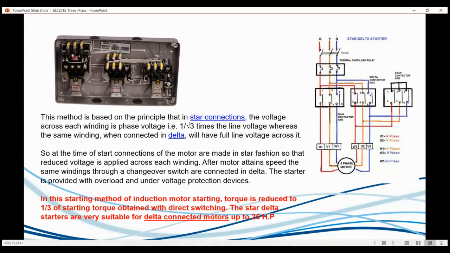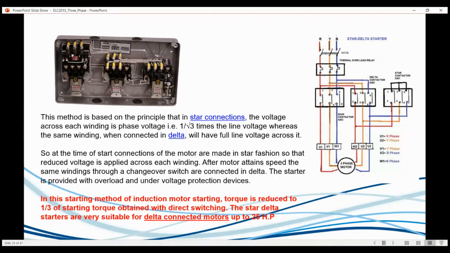So what they say there is that at the time of start, the connection of the motor is made in a star fashion, so that the reduced voltage is applied across the winding. After the motor attains speed, the same windings, through a changeover, are connected in delta. Obviously that is done through contactors. I think you guys are aware of that. They're saying the starter is provided with overload and under voltage protection. Obviously, we don't want that to happen. There are three common methods: direct online starting, star and delta, and auto transformer methods, the predominant methods.